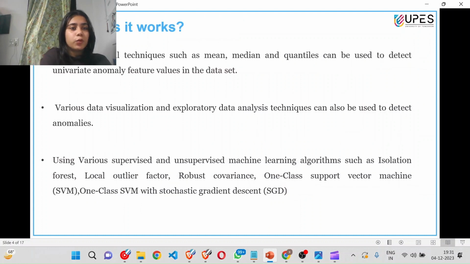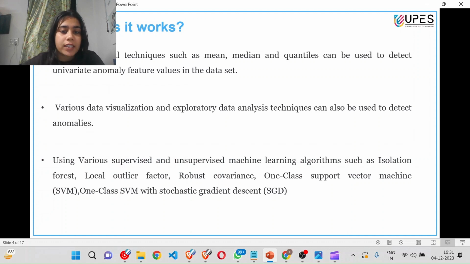So, how does it work? Simple statistical techniques such as mean, median, and quantiles can be used to detect univariate anomaly feature values in the dataset. Various data visualization and exploratory data analysis techniques can also be used to detect anomalies.